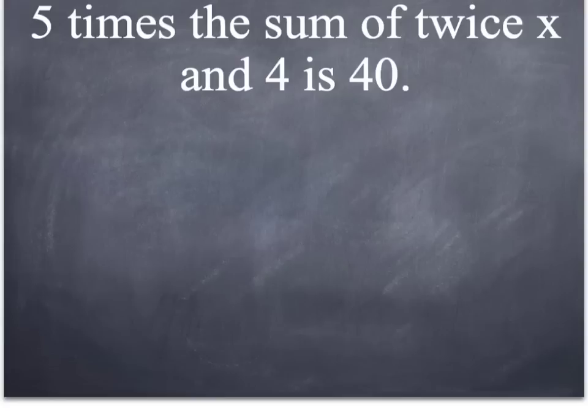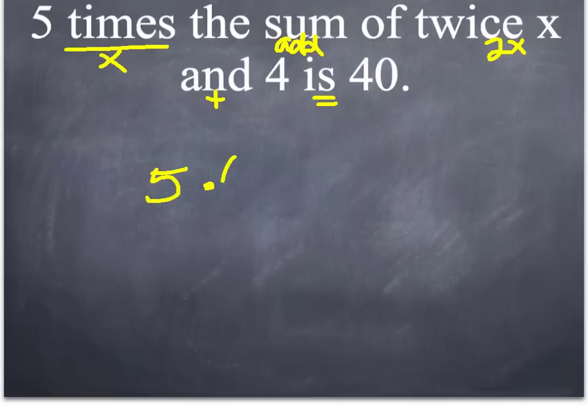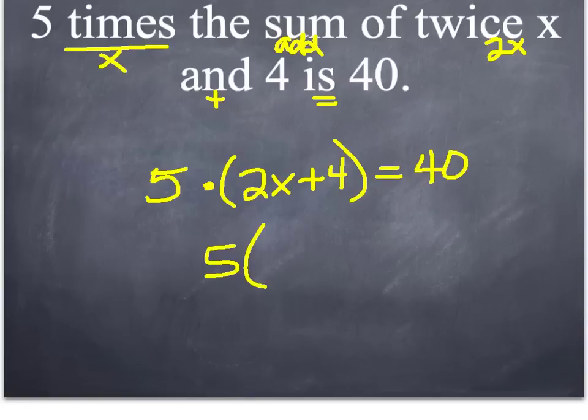For this final problem, we have several steps going on here. 5 times, that's going to be multiplication. The sum, that's going to be addition, of twice x, so 2x, and 4, that's going to be addition, is equals 40. So really if you read left to right, it kind of tells you how to write it. 5 times the sum, so I have to add, twice x and 4 is 40. I could, of course, write this way as well.